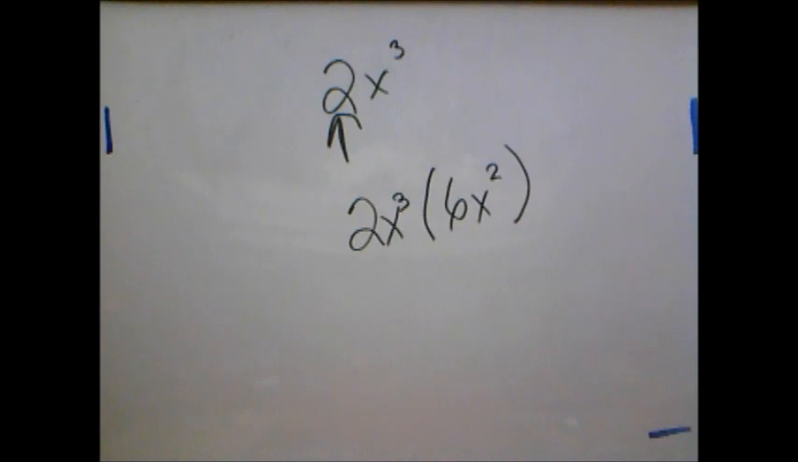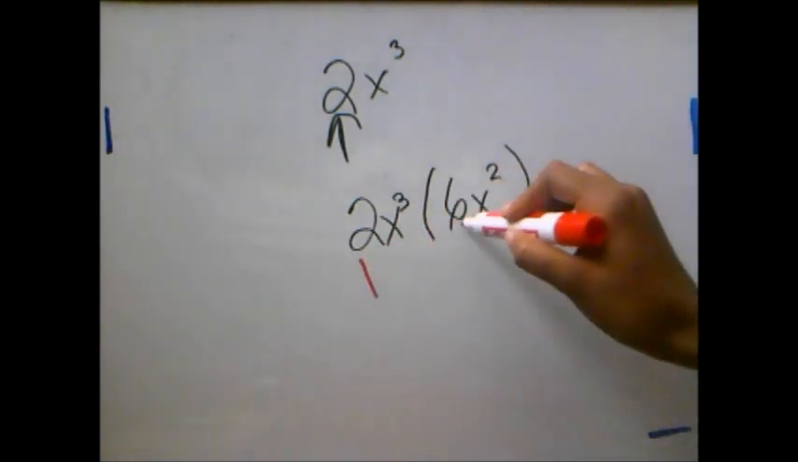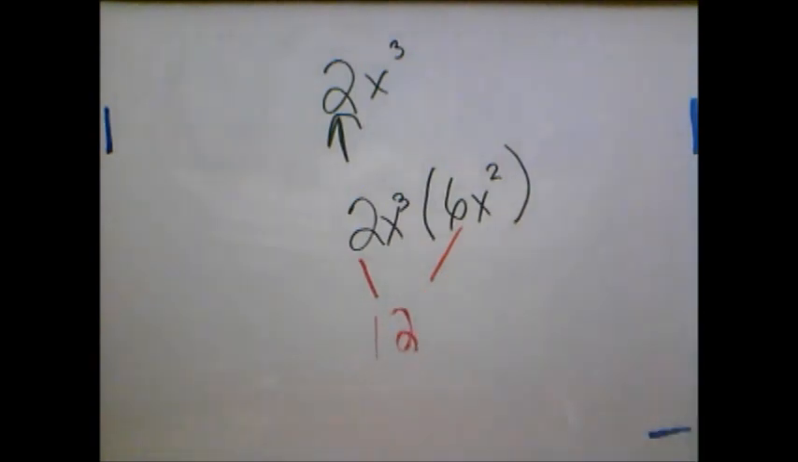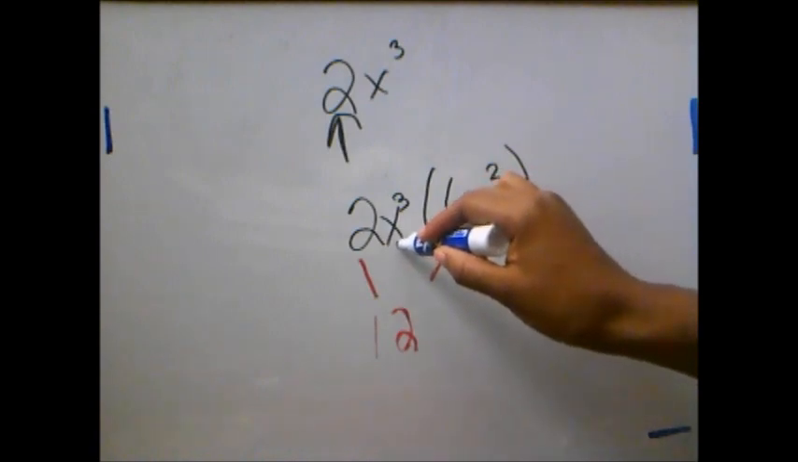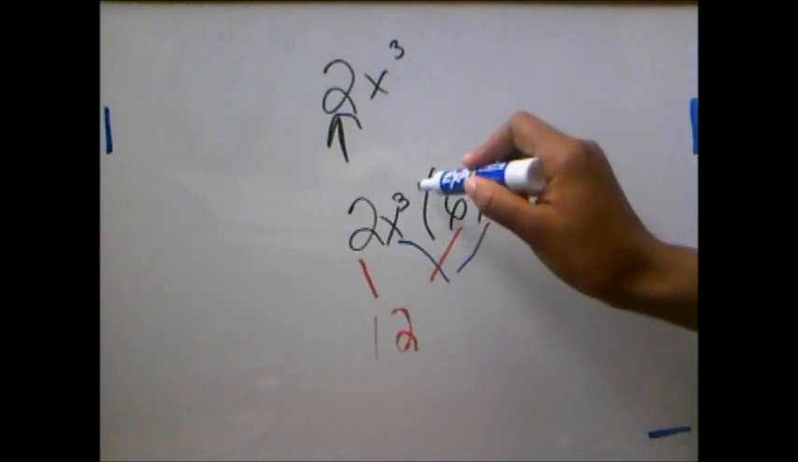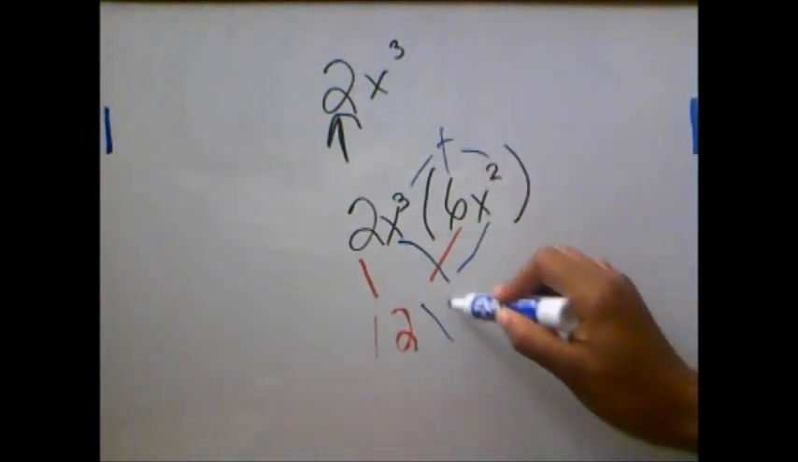We would simply take the like terms and multiply them. That would be 2 and 6, which would be 12. And x to the 3rd and x to the 2nd. Remember, you just add these two together. That would be x to the 5th.